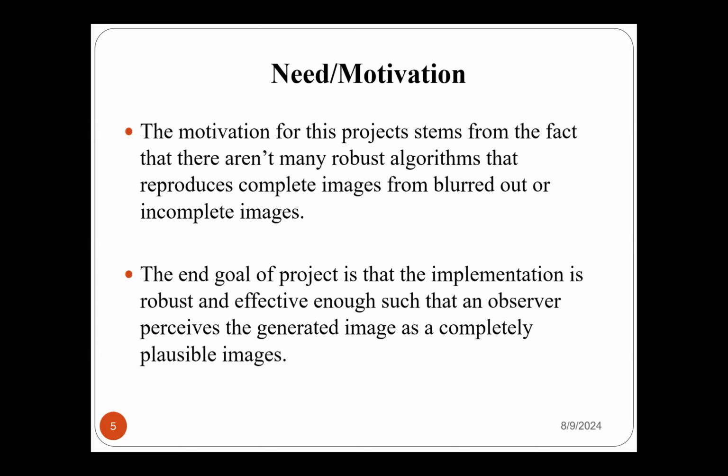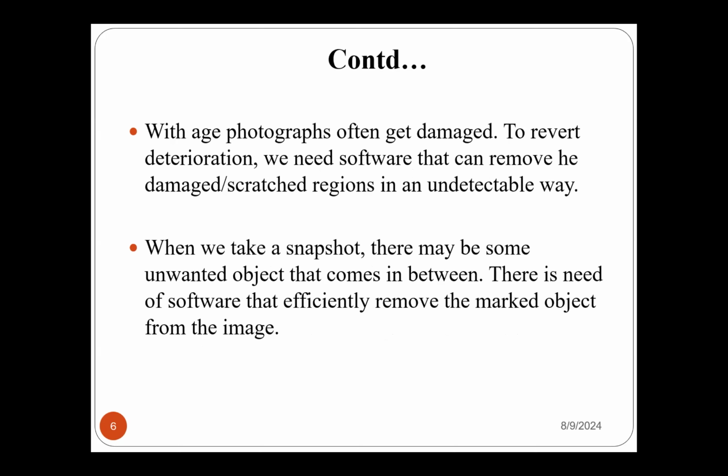So again, the need and motivation. The motivation of the project is that there is no robust algorithm. So much research is going on, but there is no robust algorithm to produce the most realistic images or recover the whole image. The end goal of the project is that an observer should be able to perceive the fake image as a real image. That is one challenge. And with age, photographs often get damaged. To fix this, we need proper software to remove the damaged or scratched region, or to remove the unwanted region, so that it looks very realistic.